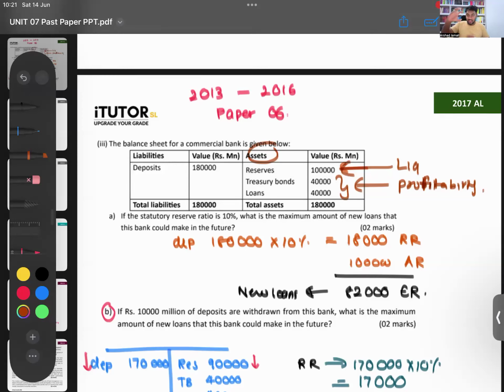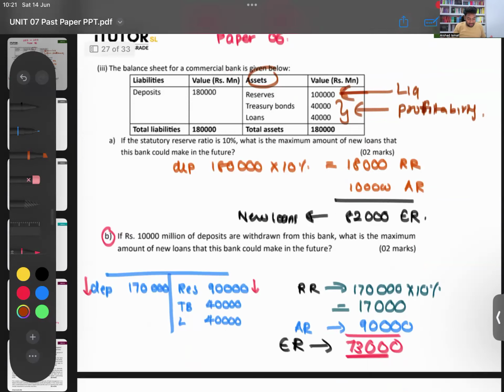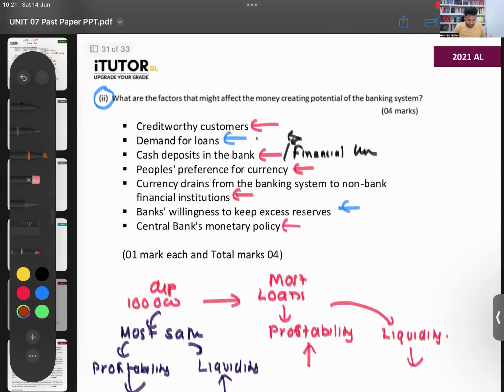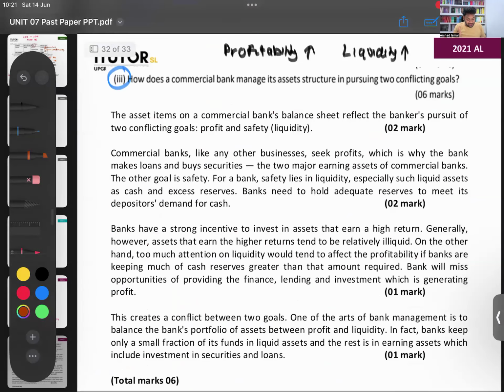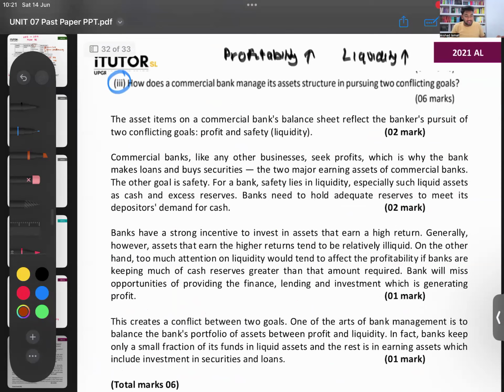So when you get your deposits, if you put the entire thing as reserves, liquidity is high, no profits. If you put most of it into, let's say, treasury bonds or loans, profit is high, no liquidity. That's what they mean by that asset structure. So you need to say, look here, commercial banks have two conflicting objectives. One is to have profits. The other one is to maintain liquidity. So they will want this, they will want this also. And that story that I explained is what that is.